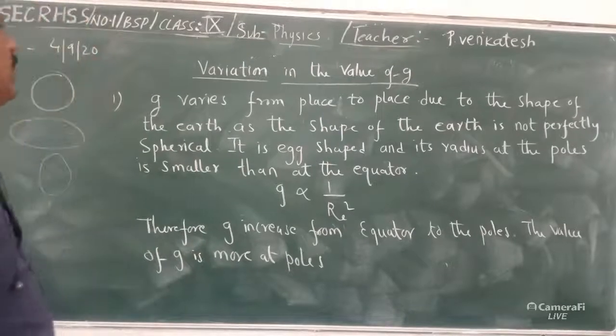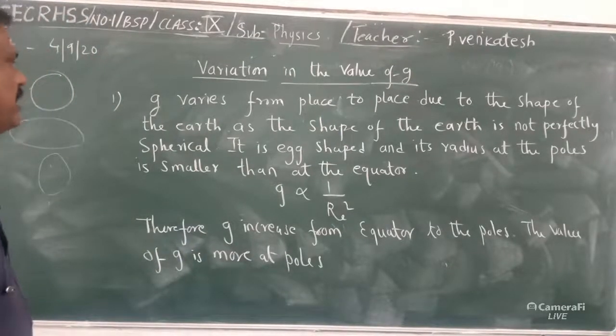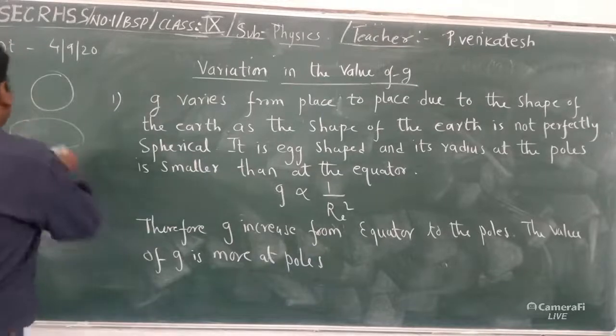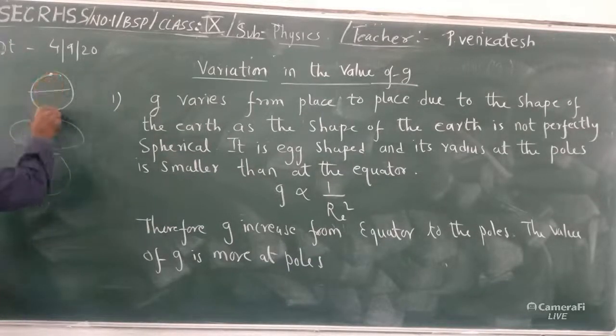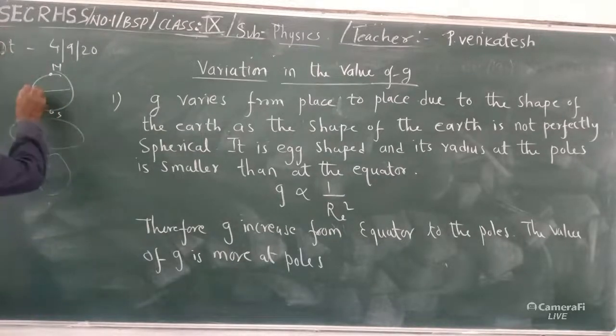As the shape of the earth is not perfectly spherical, it is axial and its radius at the poles. You must have seen in geography, you must have studied poles. Poles किसको बोलते हैं? Equator, and these are the poles, north pole, south pole. अब देखोगे, this is the equator, here the radius is.